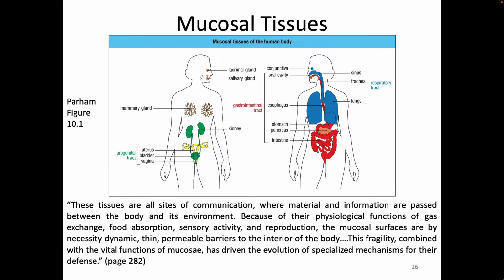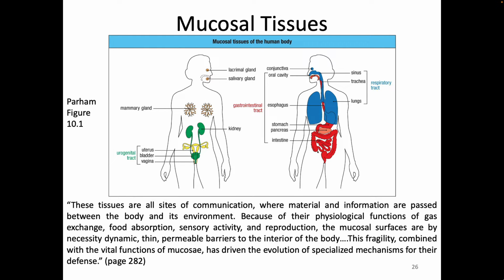And I really liked the way that your textbook described what mucosal tissues were and what was important about them. So I quoted it here, which was to say that all of these tissues are sites of communication where material and information are passed between the body and its environment. And so if you think about that, we think of these tissues as being a barrier to keep out microbes, but they also have to be able to let stuff in. As you can see, there is this material and information passage there.